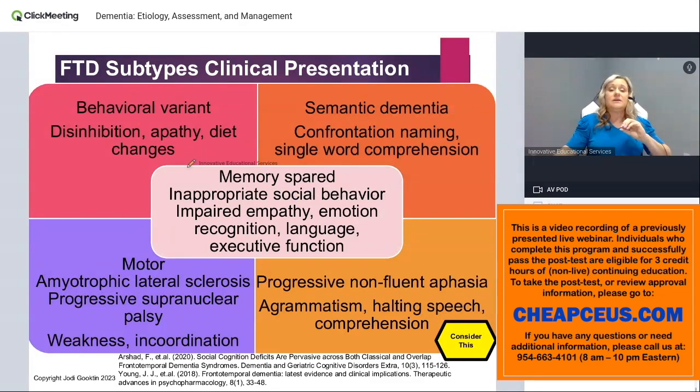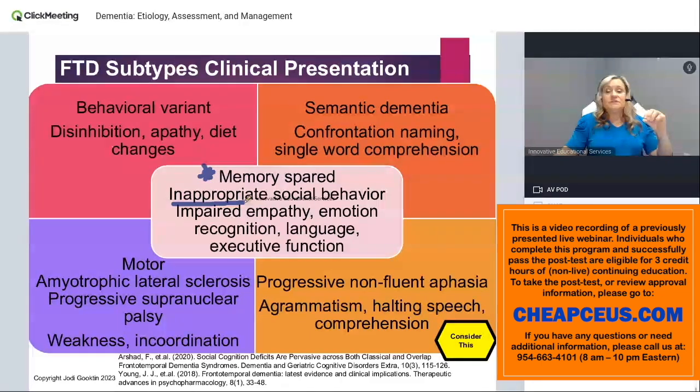The key here is memory is spared. That's what makes this type of dementia, in terms of clinical presentation, different than the other forms. Memory is spared. So when you're working with these patients, use that to help you with developing your interventions. And again, you may be seeing them because of functional impairment because of their frontotemporal dementia, or you may be seeing them because they fell and now they have an ankle fracture or an ankle sprain. So we need to be mindful of this.